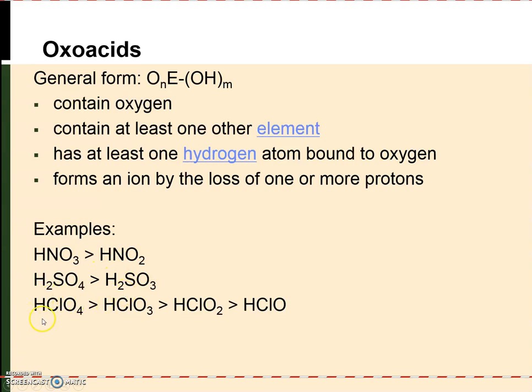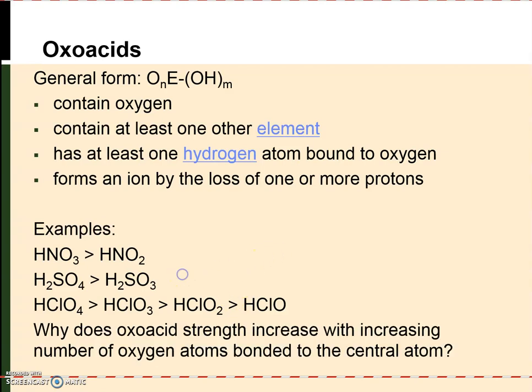And then perchloric acid, which we also know to be a strong acid, is stronger than the related acids chloric, chlorous, and hypochlorous acid. If we look at these trends in acids, we see that whenever we have the same central element, the number of oxygen atoms is correlated with the strength of the acid. Specifically, the more oxygen atoms that we have bonded to the central atom, the stronger the acid. And so we want to understand, why does oxoacid strength increase with an increasing number of oxygen atoms bonded to the central atom?